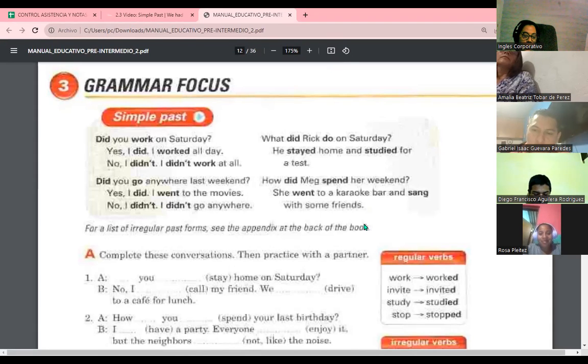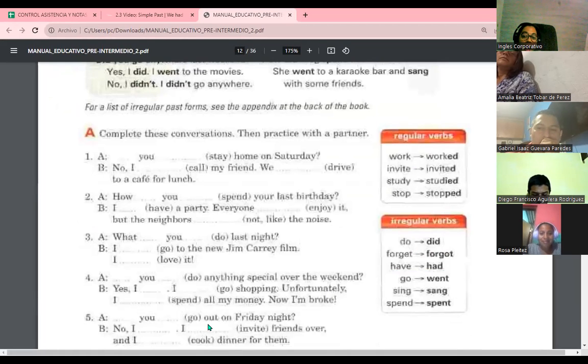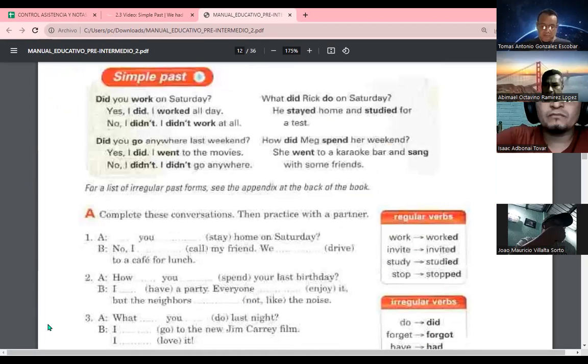Roxana, ¿qué iba a decir Roxana? Yes. Is the same, the verb is in past, but con los verbos irregulares. With the irregular, no necesariamente the verb es como que no siempre va a terminar en ed. Muy bien, excelente, Rosa. Thank you, muy bien. Bueno, ¿alguien más que entendió? Dos veces lo vimos, twice.